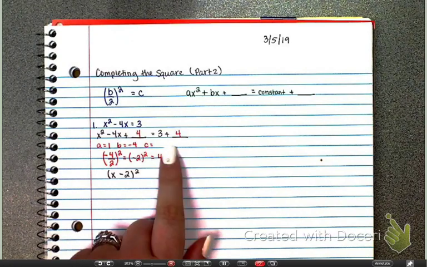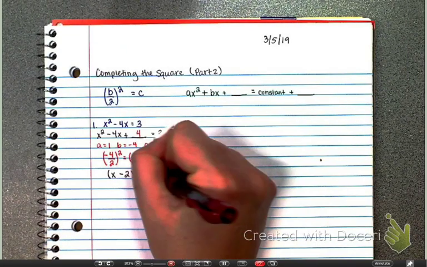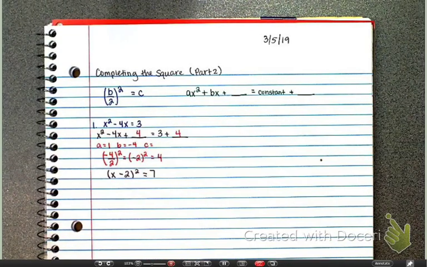Well, can I solve the right-hand side? Yeah, what's 3 plus 4? 7. What does that look like to you? Taking square roots, right? Do we know how to solve by taking square roots? Yes. Okay, so let's continue by taking square roots.